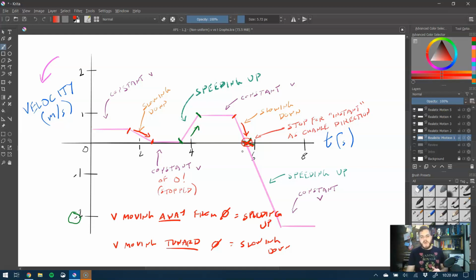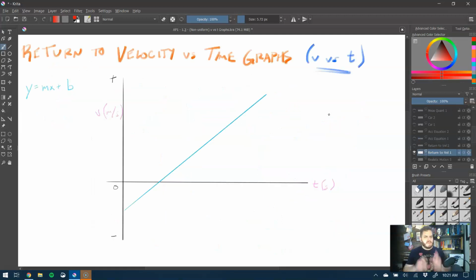So if we cross the axis, so v crosses axis, this means stop for an instant and reverse direction. Whether that is going backwards or forwards depends on the situation. So let's have a brief return to velocity versus time graphs.